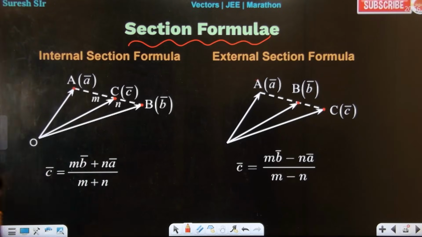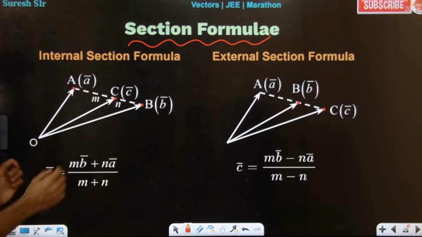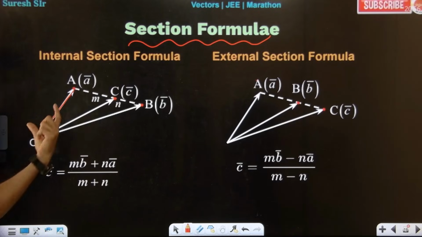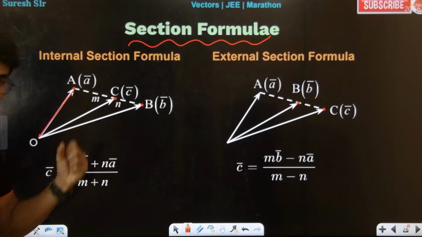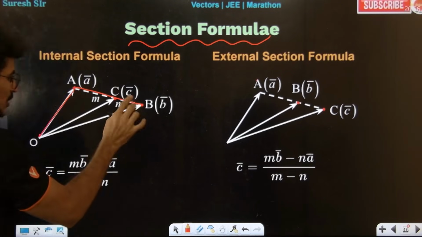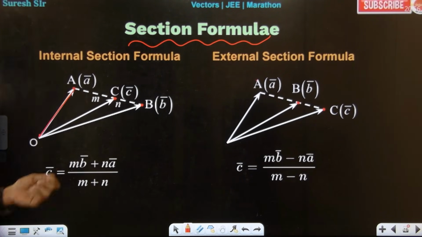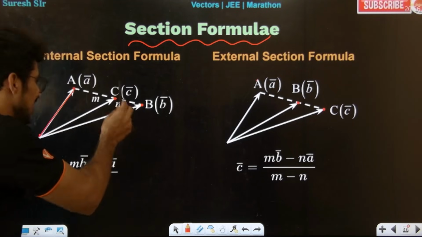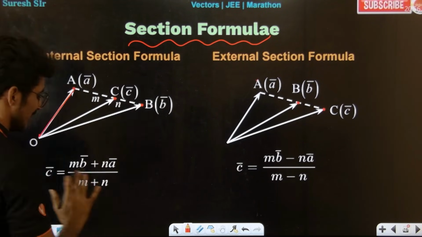Now look, the same story I'm going to apply here. These are position vectors: this is the position vector of A, this is the position vector of B, and this is the position vector of C. If I take a line segment joining A and B, vector A and vector B, what will the C vector be? C vector is simply m into this, plus n into this, divided by m plus n.